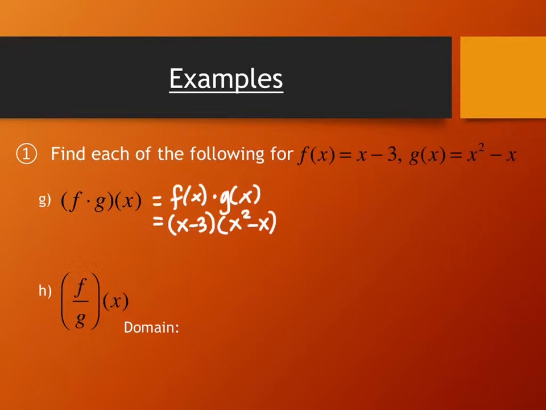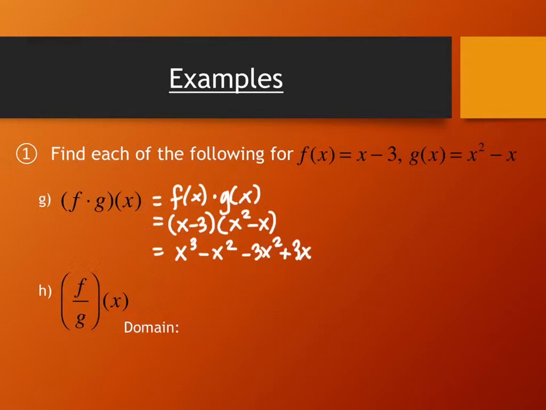So if I distribute and I multiply this out, first, outer, inner, last, the first terms are x cubed. What's the outer term going to be? Negative x squared, right? How about my inner term? Negative 3x squared. And the last terms? Plus 3x. And then I need to combine like terms, right?